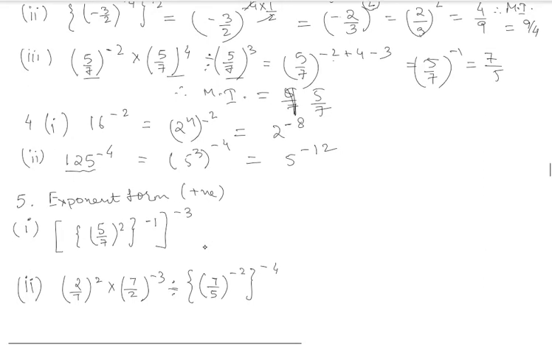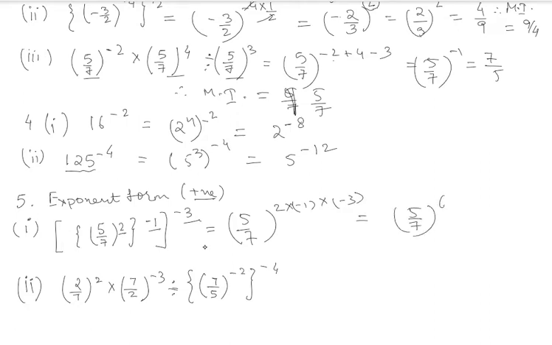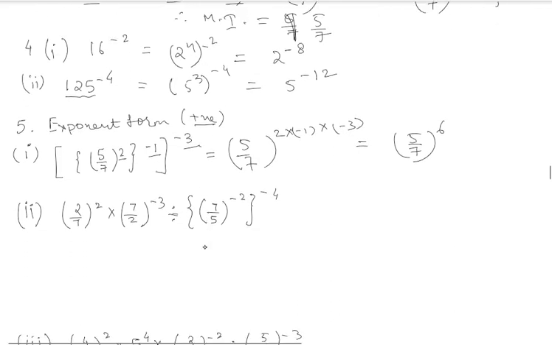Question number 5 is exponent form, and the exponent should be positive. So let's see what we get here. (5/7), power multiplied by power multiplied by power. So that is 2 multiplied by minus 1 multiplied by minus 3. So this simply becomes positive. So it's (5/7) to the power of 6. Remember, you don't need to calculate because the question is writing the exponent form.